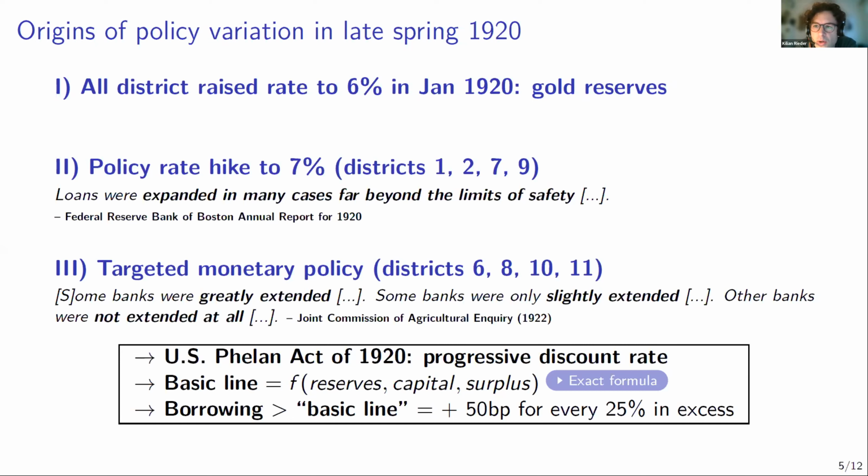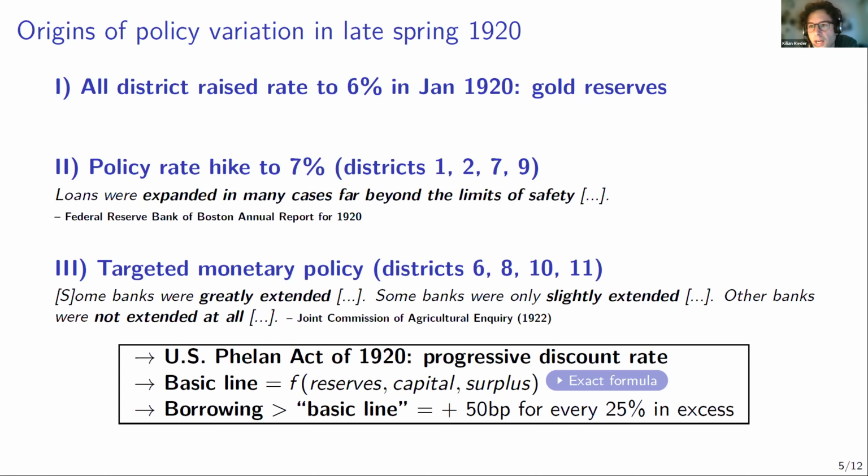And they did this in a uniform way because they were concerned that the whole banking sector in the district was over-leveraged. Now, there was another group of 4 districts that I've shown you before already, so districts 6, 8, 10, and 11, who used targeted monetary policy instead. They did not want to raise the rate for everybody in the district.